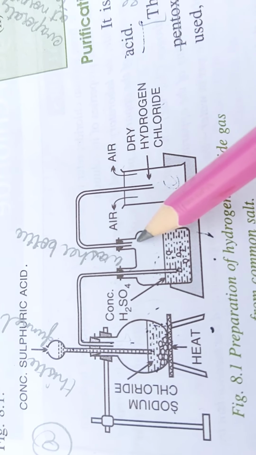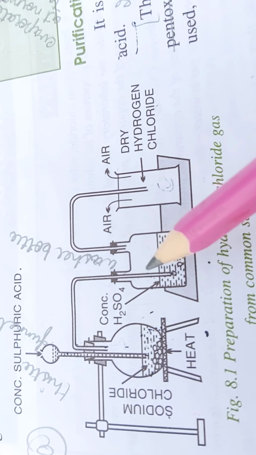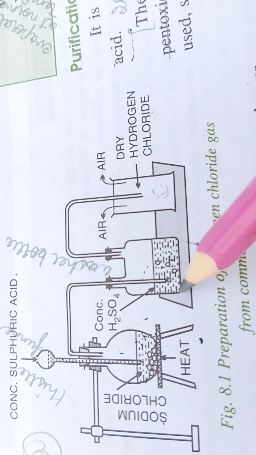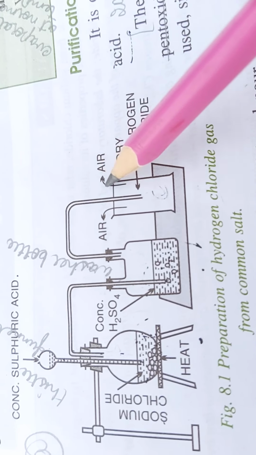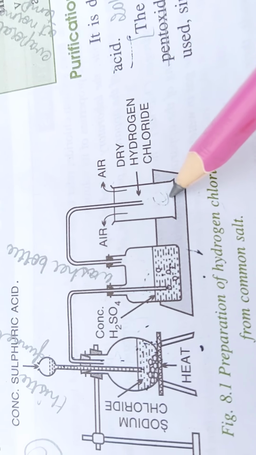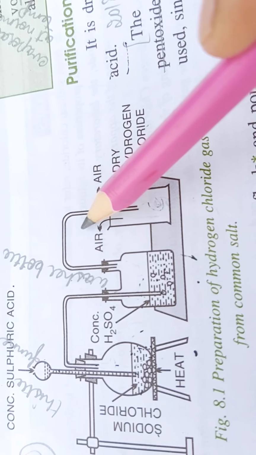And in this washer bottle, concentrated sulfuric acid is there to make the HCl gas dry. Whenever the gas dries up, it will enter through this delivery tube into this gas jar, and it will be collected downward. As it is heavier than air, the air will move out.